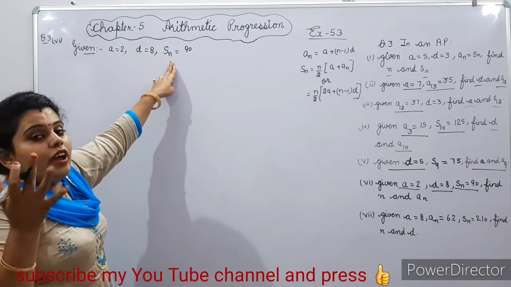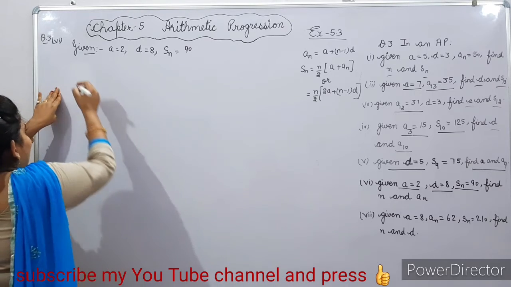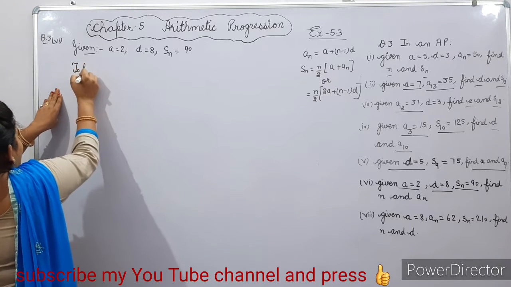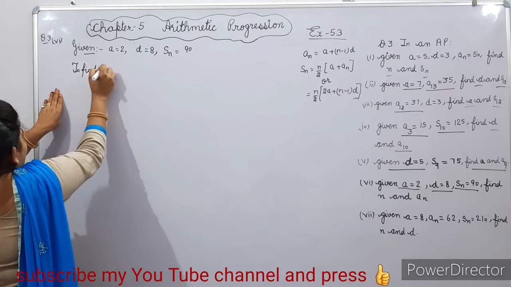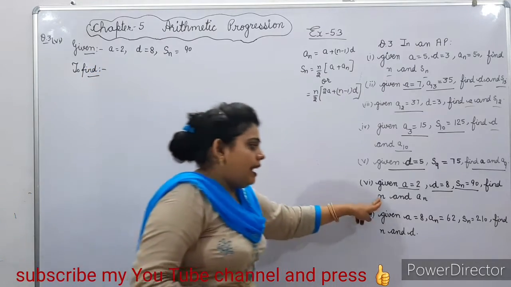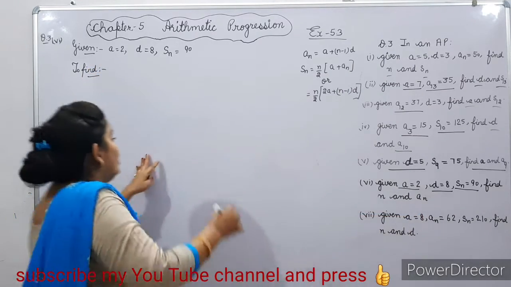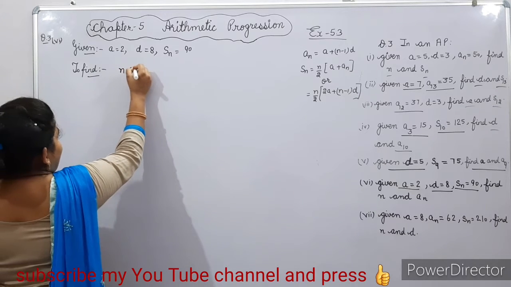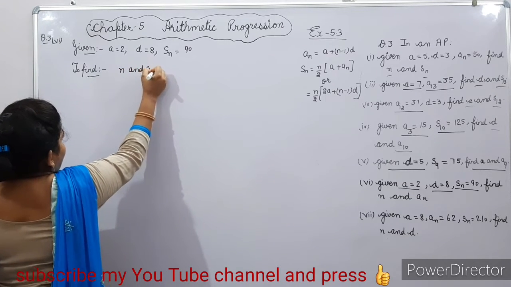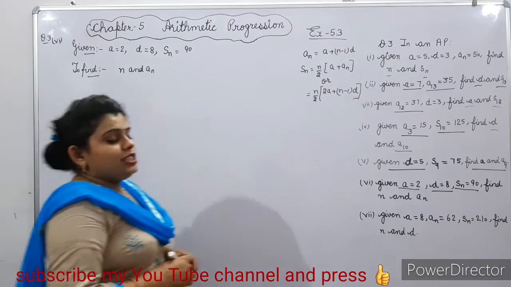Here value of n is not given. What we have to find now? To find. What we have to find? N and an. Yes? Yes, dear students.